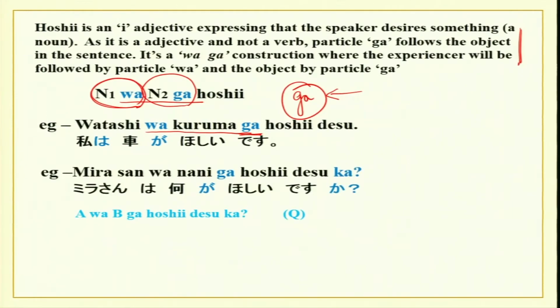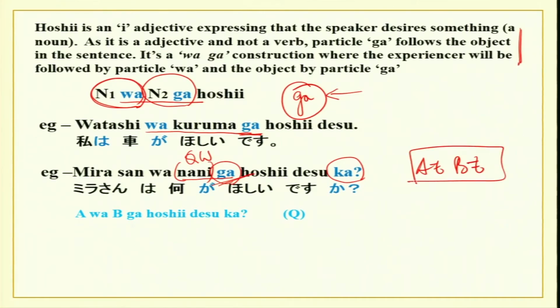Now, if you have to ask somebody, then obviously, as I said, Mira-san wa nani ga hoshi desu ka? Nani is a question word and nani ga hoshi desu ka? So, always ga will come before hoshi. A wa B ga hoshi desu ka? A-san wa B mo no ga hoshi desu ka? Or A mo ga hoshi desu ka? You can also have this A mo, B mo pattern in this form.